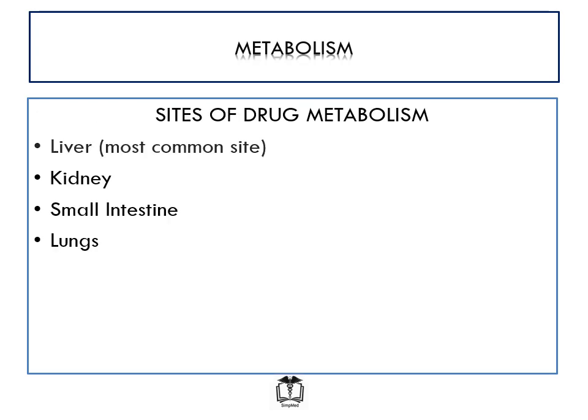The sites of drug metabolism are numerous, but the commonest site of drug metabolism is the liver. Other sites of drug metabolism include the kidneys, the small intestine, and then the lungs.